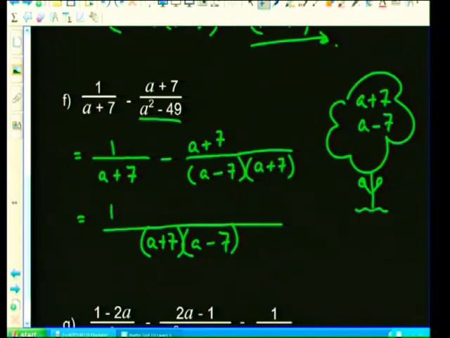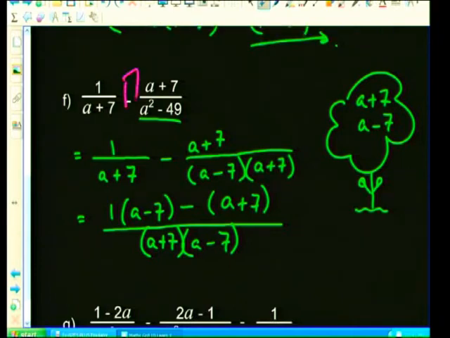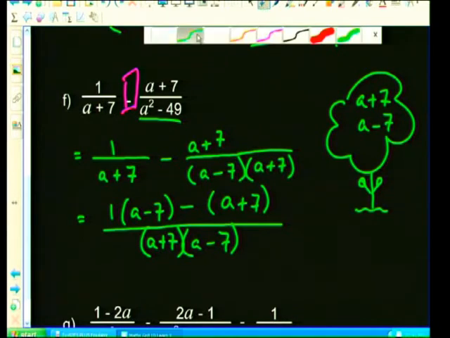What's the missing bit? A minus 7 over there. Is there anything missing over here? No. Some of you are going to say to me, why did you put it in a bracket? And I'm going to say, watch out for minuses. Be careful. You're going to have to distribute those minuses.